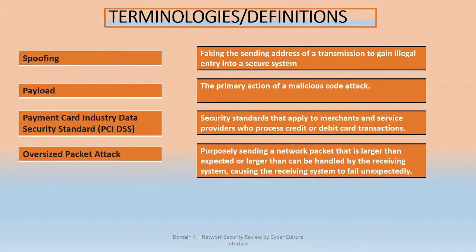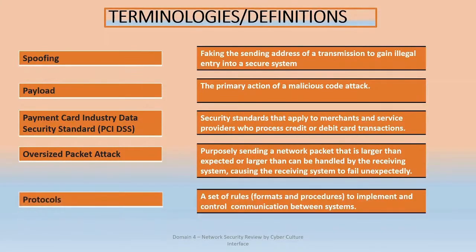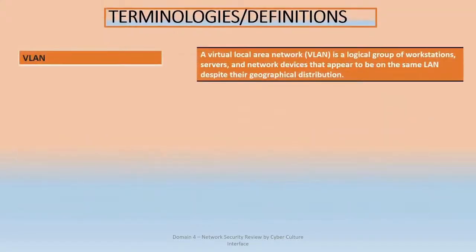Certified in Cybersecurity. Then we have oversized packet attack. I mentioned this: sending a packet that is larger than expected. Then we have protocols. Protocols are basically a set of rules, or formats and procedures to implement and control communication between systems. So when a device is communicating with another device, there are protocols that make the two devices able to understand each other, because each of them will abide by the same protocol, which means they abide by the same rules. It makes it possible for two devices to understand the traffic or the messages they are sending to each other.